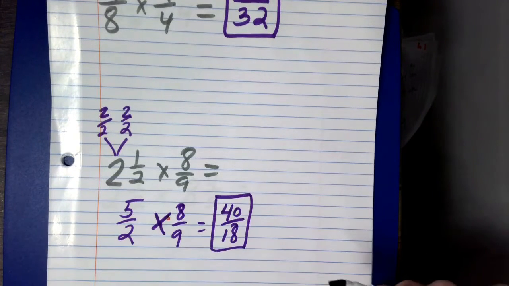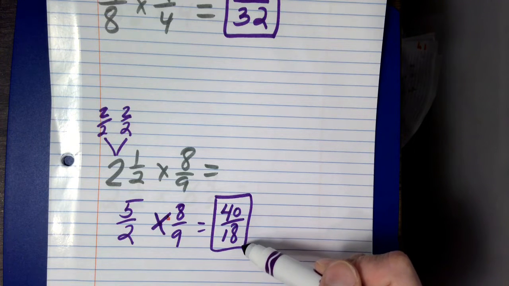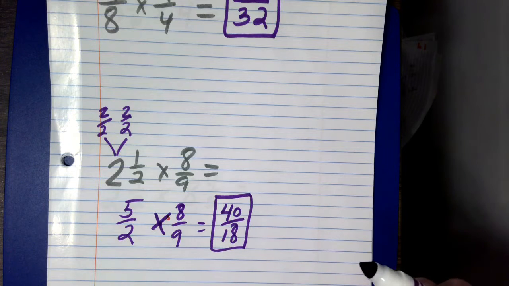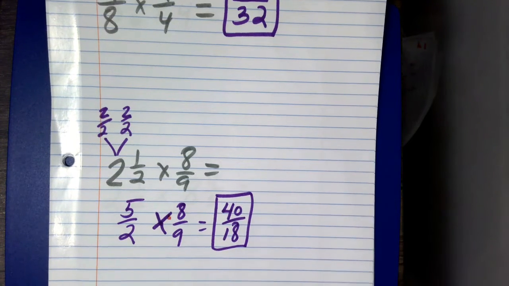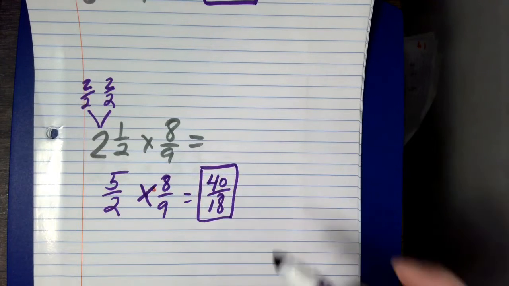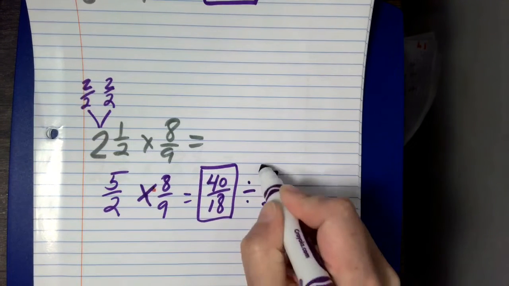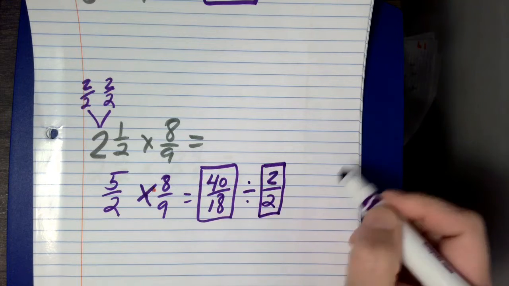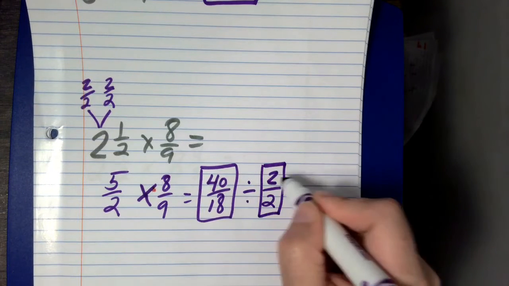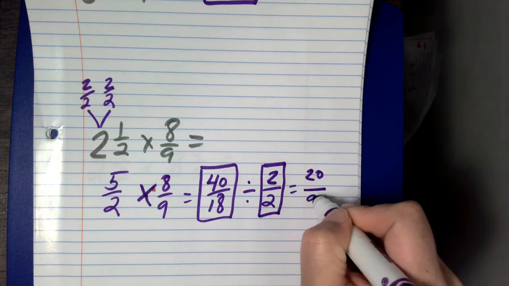Now this is a number that can be reduced or simplified. I noticed that the numerator is larger than the denominator, so it's going to be a mixed number. But I can also do a little reducing right now, if I so choose. I know that 40 and 18 are both even numbers, so I'm going to divide by 1 in the form of 2 over 2. 2 over 2 is going to be equal to 1. So 40 divided by 2 is 20. 18 divided by 2 is equal to 9.